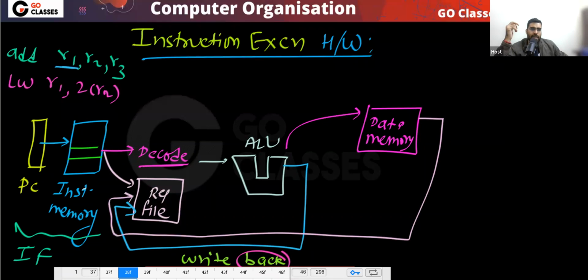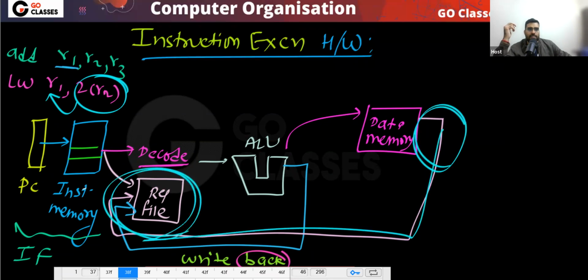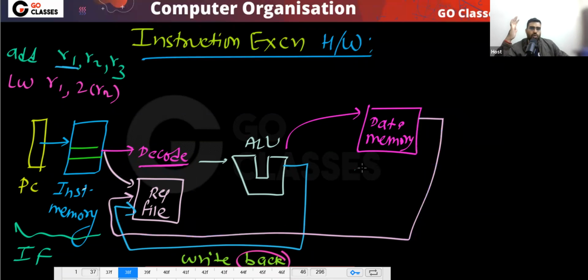This is the hardware I am telling you. Remember, very simple point: the data that you read, you will put in the R1. So this is the hardware, this is called the data path.